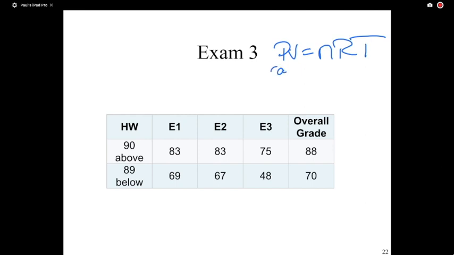atmospheres. Volumes are always in what? Liters. N represents what? Number of moles. And temperature is represented by what? Kelvin. R is a constant number, 0.08206. It has a unit of atmosphere times liter divided by mole times Kelvin.